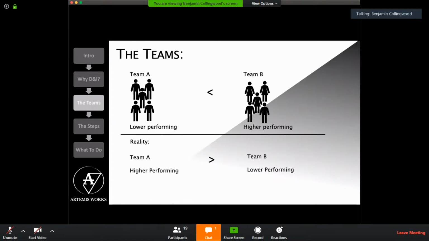But in reality, what we observed is that Team A was higher performing than Team B. Now, we could have just dismissed this as a single point of data. Statistics doesn't work like this. You can't just take one team in isolation and look at it. But I saw this repeated across a number of different businesses, not to this extreme, but this is to highlight it. This is the most extreme difference.